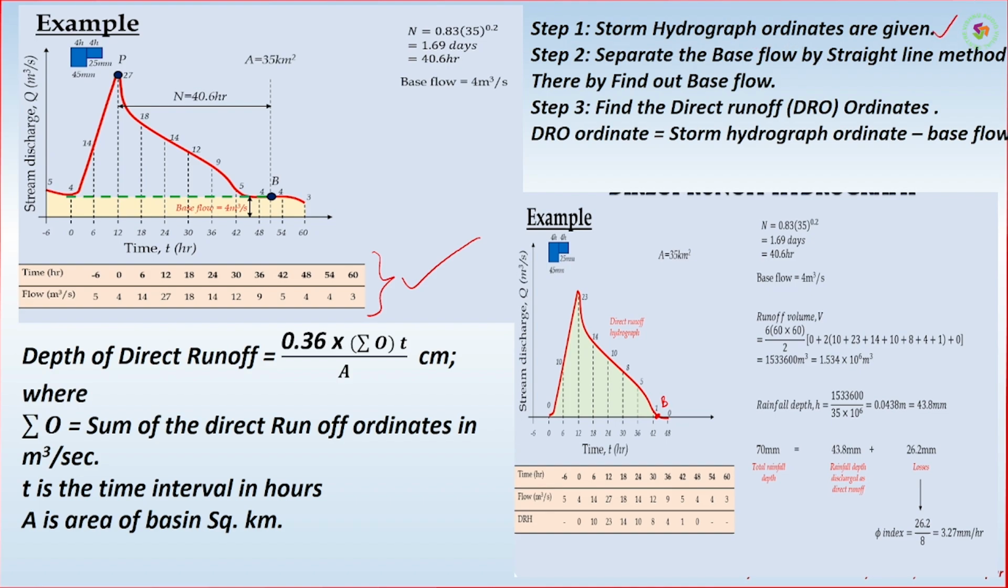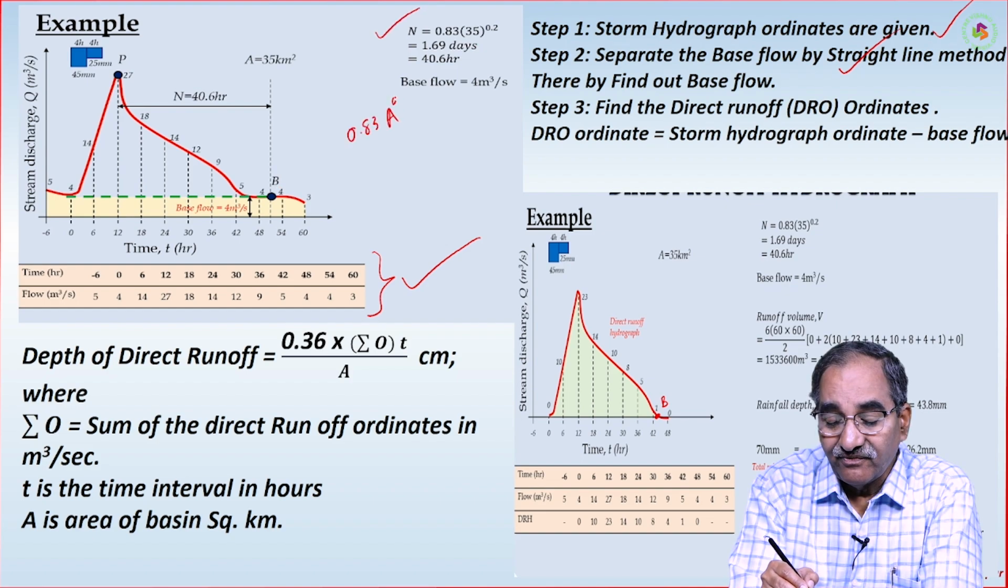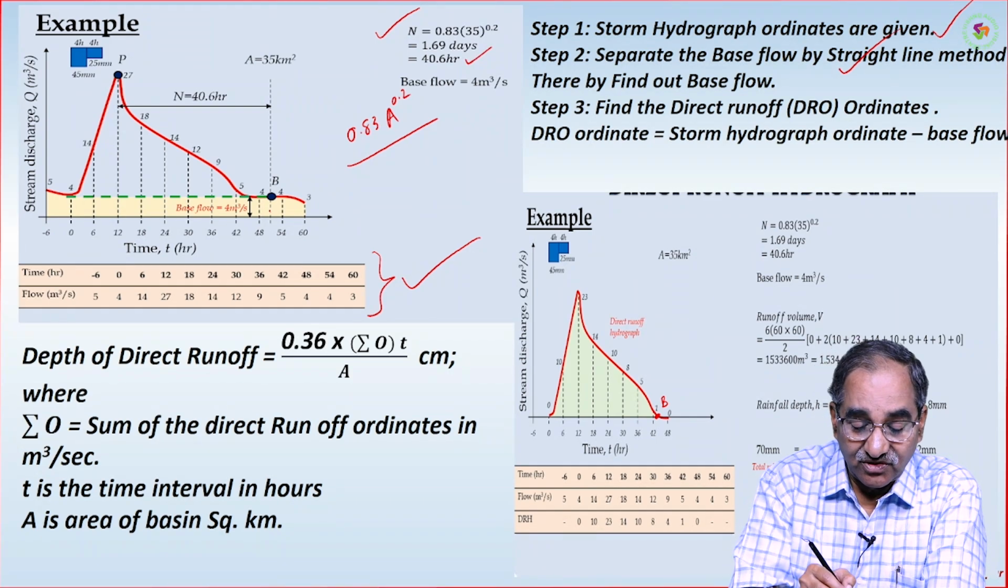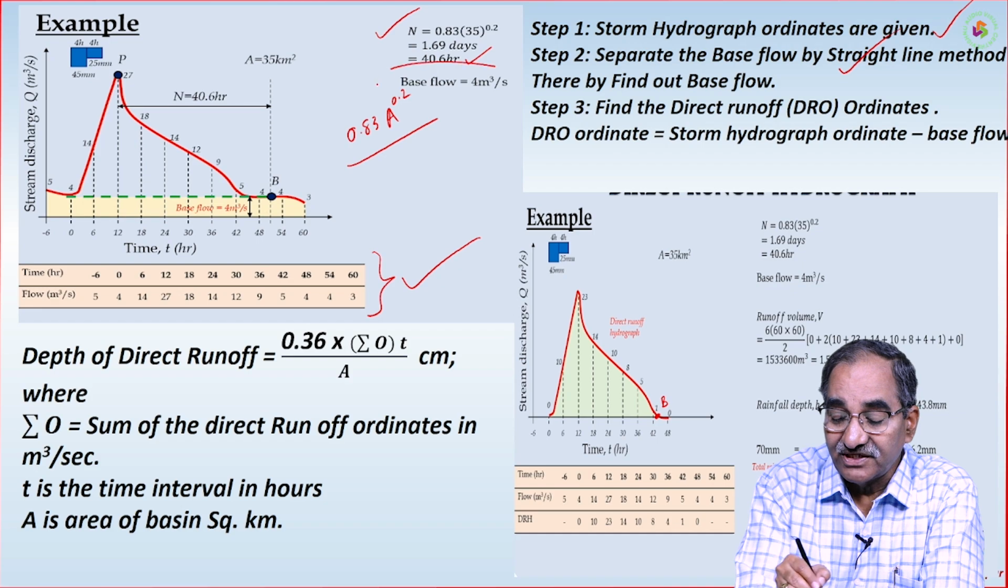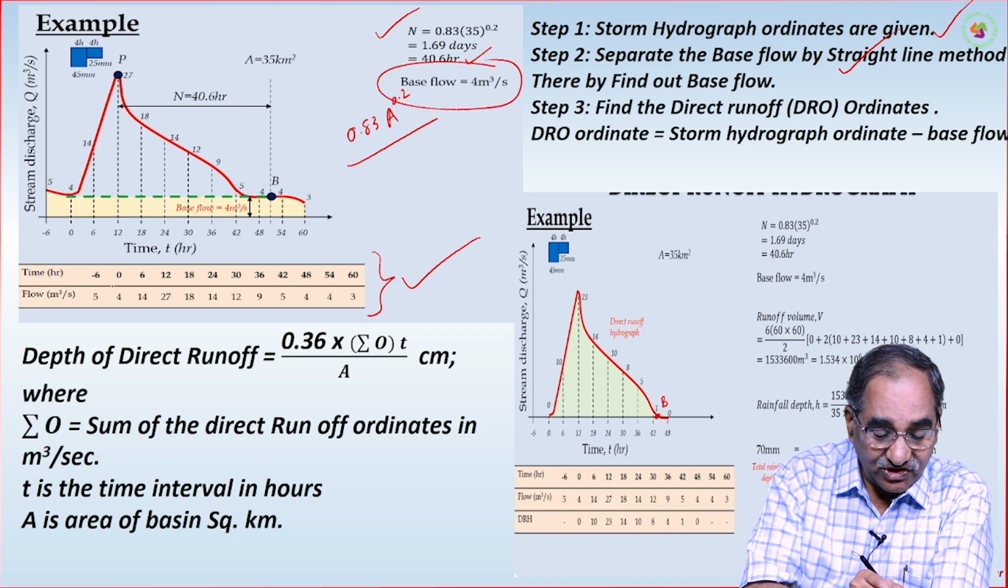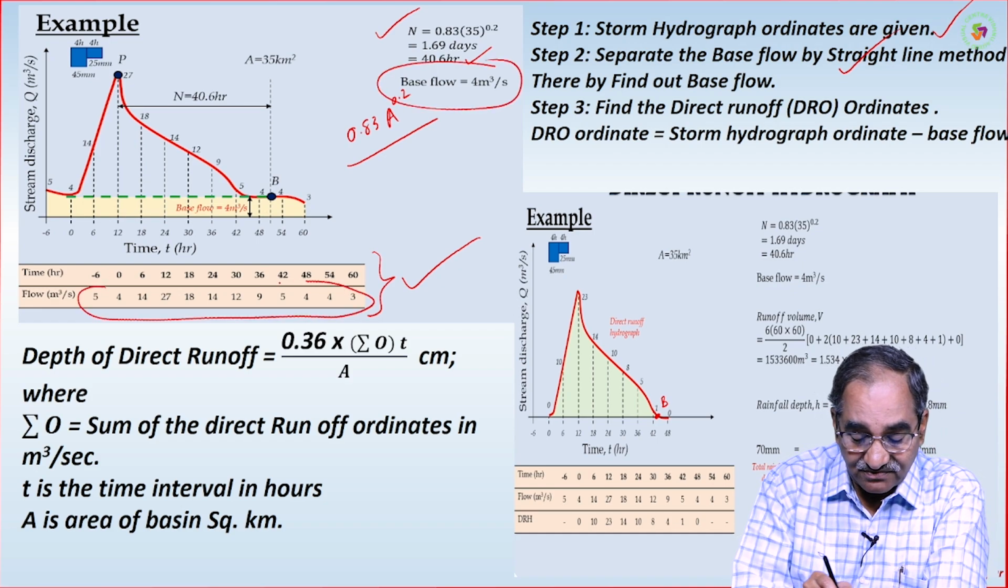Then what is the first step? Storm hydrographs are given. What is the second step? Separate the base flow. How to separate the base flow? Starting point you record, end point how you get it? End point is equal to A to the power of 0.2. Unit of A is square kilometers. Put it, this is the thing. So now put it, separate it. How much is the base flow? This.